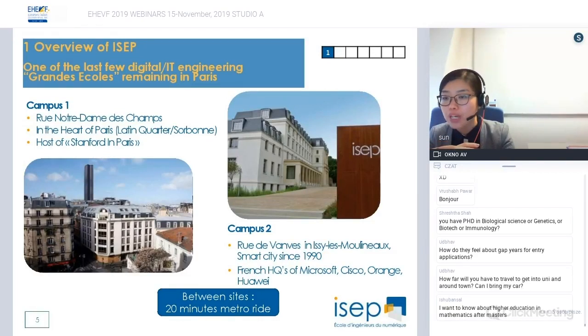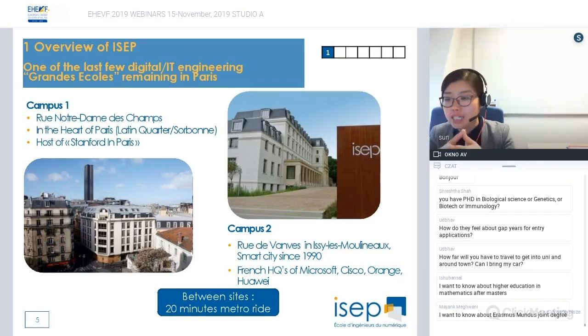And we have the second campus, which is located in Issy-les-Moulineaux, which has been considered a smart city since 1990. A lot of technological companies like Microsoft, Cisco, Orange, and Huawei are all located in this area. I am located on this second campus. For all the students, you will have courses on campus one and campus two. Between these two campuses, it is only 20 minutes by metro.